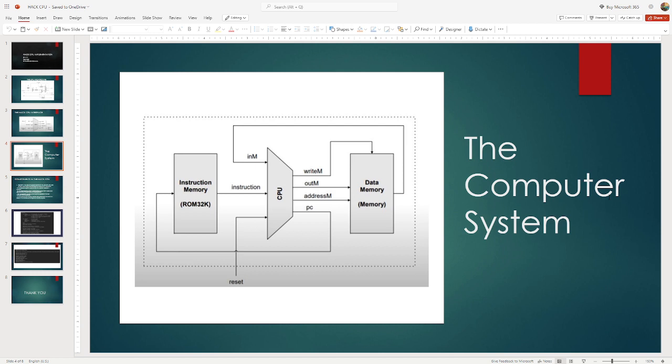All over again. Furthermore, along with the inputs, the CPU has several outputs that are connected to the instruction memory and the data memory as well. These outputs are called outM, writeM, addressM and PC, or the program counter.